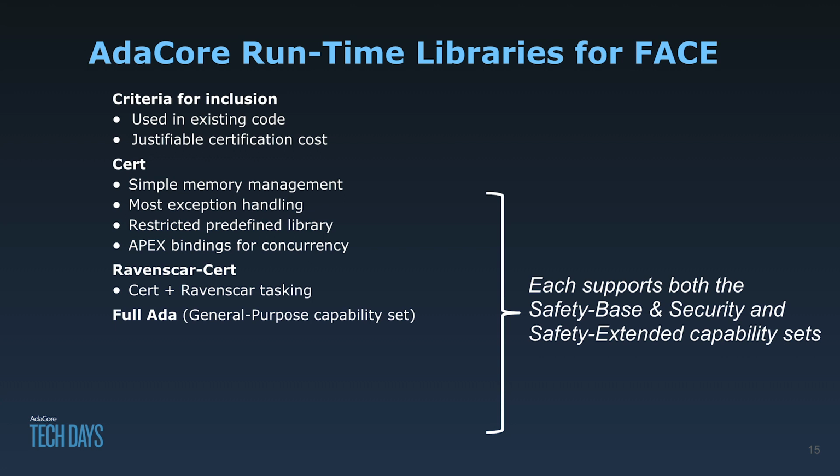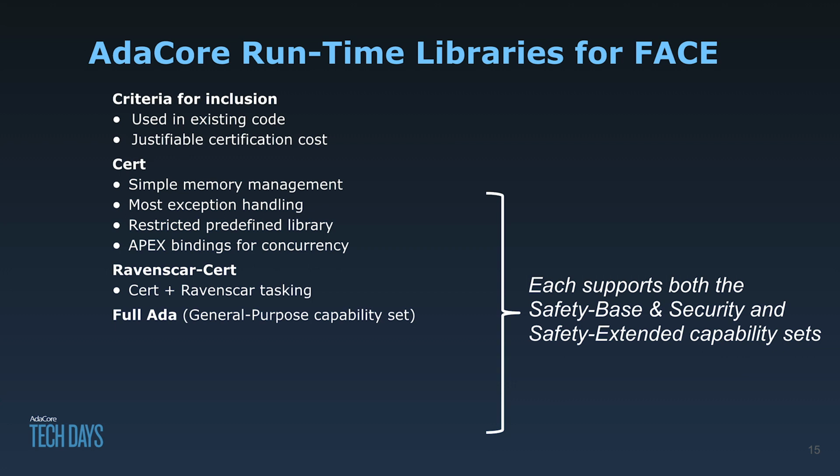In any event, and I'll just cover these briefly, I think Pat may have talked about these at one of the previous tech days. The assert profile is a simple runtime for sequential Ada. If you want concurrency, you can use the Apex bindings. Simple memory management with kind of a wrapper on malloc. Actually, most exception handling is supported because, again, as I mentioned, we've seen this in actual application code. Lots of restrictions on the predefined library. And then if you want to use Ada tasking, then there's the Ravenscar cert library, which is basically cert plus Ravenscar. And then, of course, full Ada, which would be the general purpose capability set.